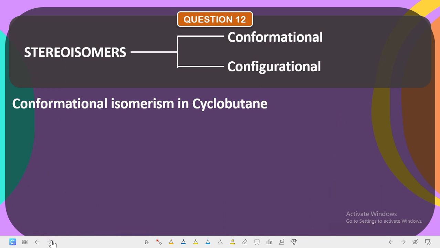hence unstable. Now let's look at cyclobutane. What is the structure of cyclobutane? This is how it is, right? Now what would be each of the angles? From here we already see that it is 90 degrees. But let us calculate this. From the formula I gave, it is 180 bracket N minus 2 all over N.